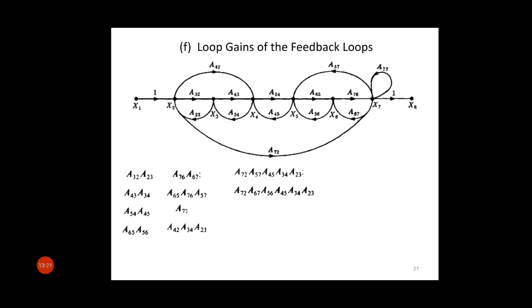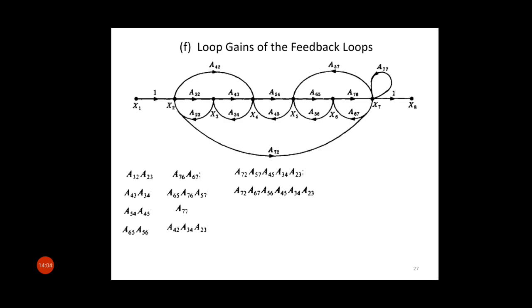So here I mention the loop gains of these ten loops. The loop gain of the first loop is A32 times A23. Second loop is A43 times A34. Third loop is A54 times A45. Fourth loop is A65 times A56. Fifth loop is A76 times A67. The loop gain of the sixth loop is A65 times A76 times A57. And the self loop, whose loop gain is A77.